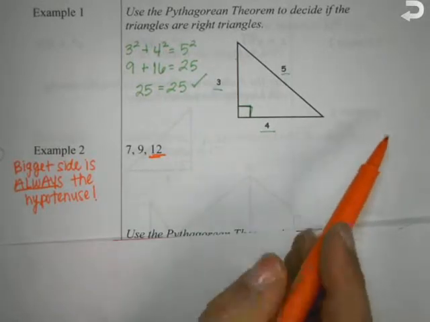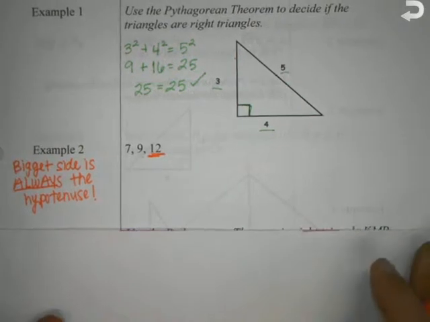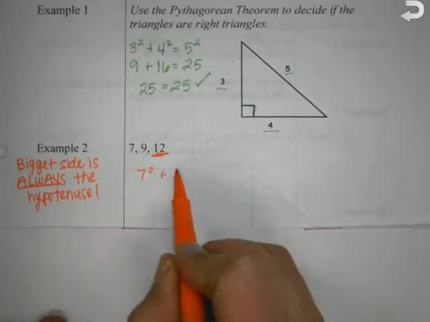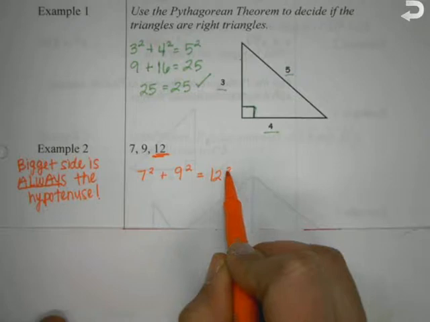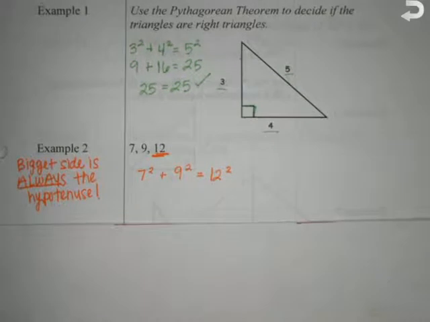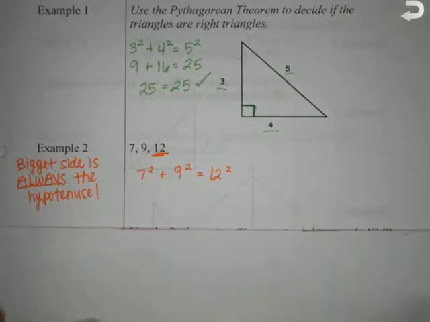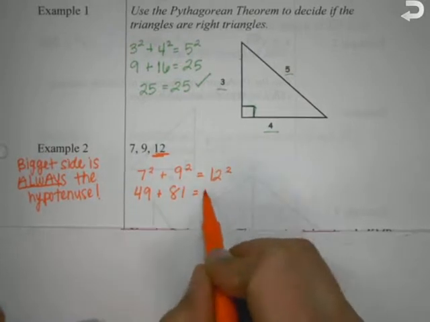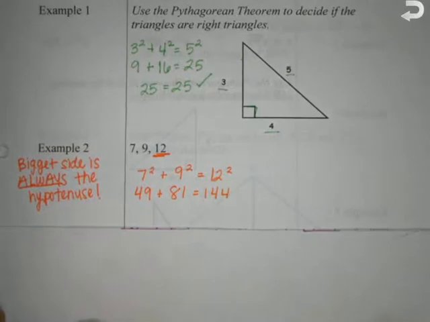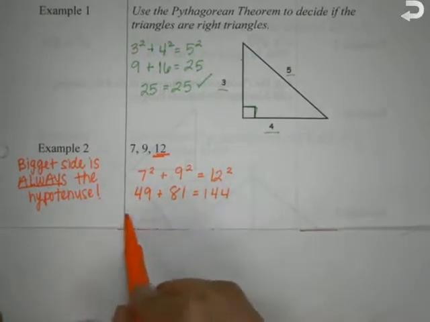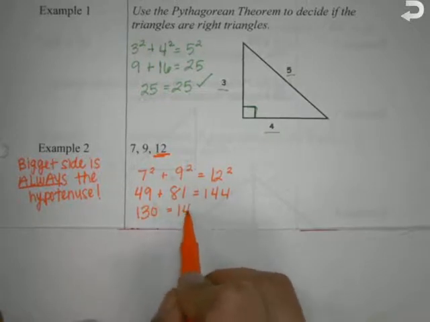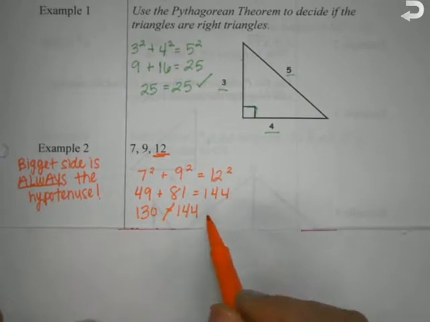So how would I plug this into the Pythagorean theorem? 7 is a leg, so 7 squared plus 9 squared equals 12 squared. The longest number is always the hypotenuse. What's 7 squared? 49 plus 81 equals 144. What's 49 plus 81? 130 equals 144. True or false? False. So is this a right triangle? No.